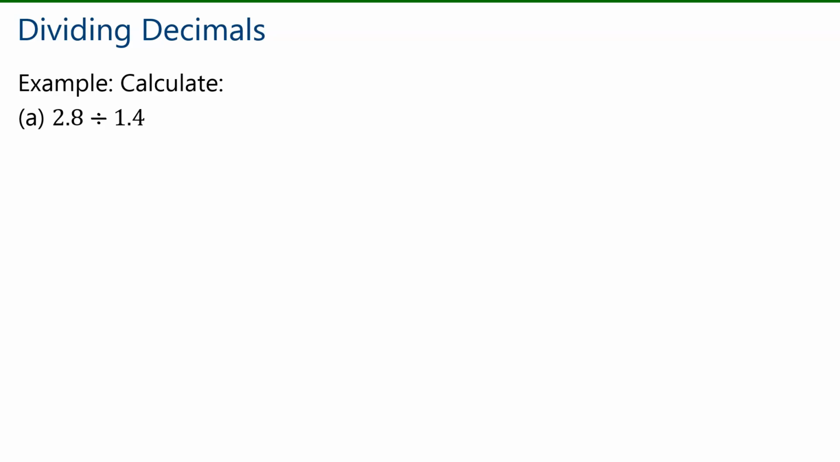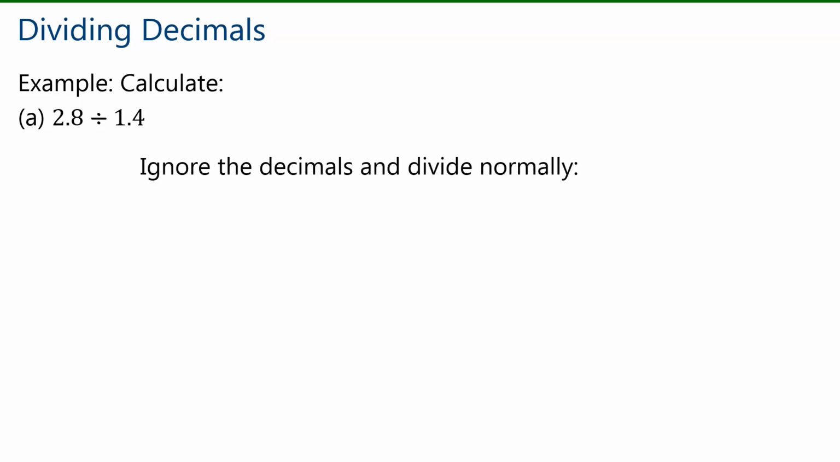So for A, we have 2.8 divided by 1.4. What we're going to do is ignore the decimals and then divide normally. So in this case, we would have 28 divided by 14. Now when you do that, you should get 2.